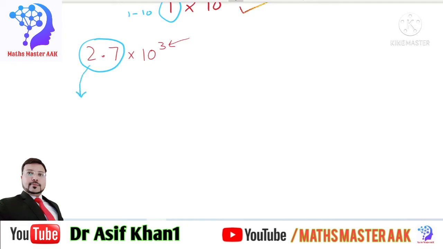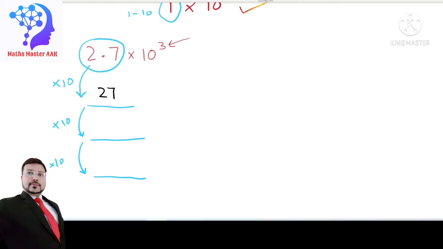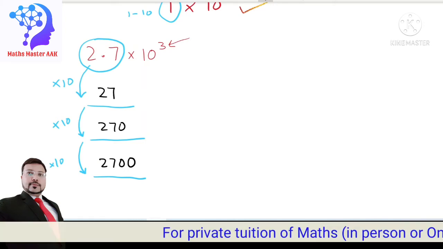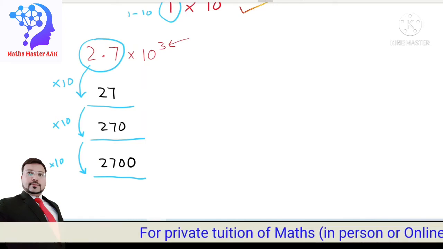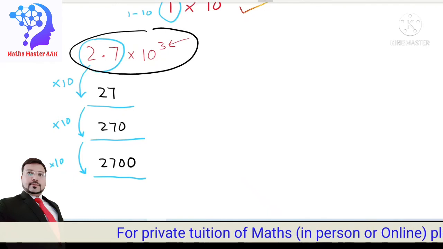Like we will multiply with 10, we'll get one number. Then multiply with 10, we'll get another number. Then again we will multiply with 10, we'll get another number. It means if we start to write 2.7 times 10, it will become 27. Again, if we multiply by 10, it will become 270. Again, if we multiply by 10, it will become 2700. It means 2700 is the expanded form of this standard number.